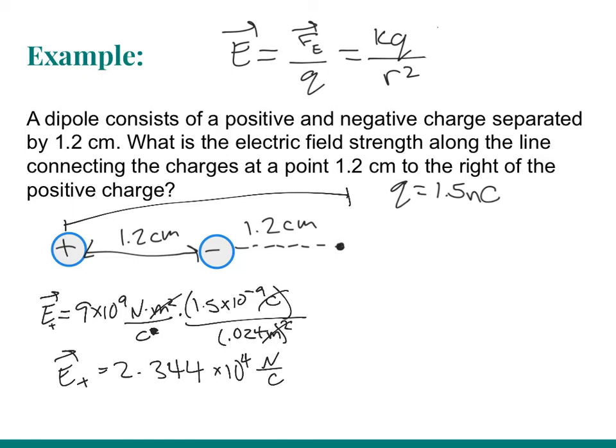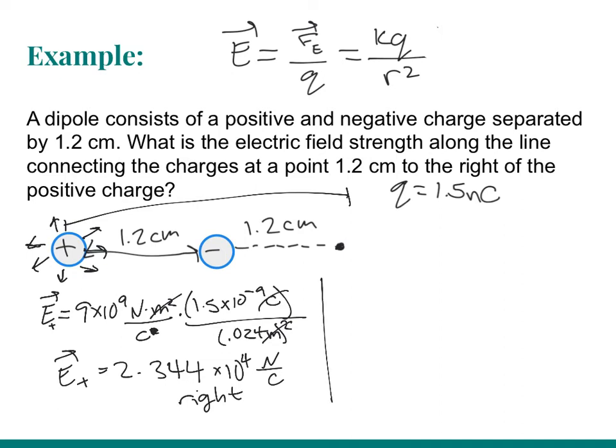Now in the picture here, we would draw electric field lines away from the positive charge because that's convention. You draw them away from the positive. So the vector would be towards the right. So we're going to put 2.344 times 10 to the 4th newtons per coulomb to the right.